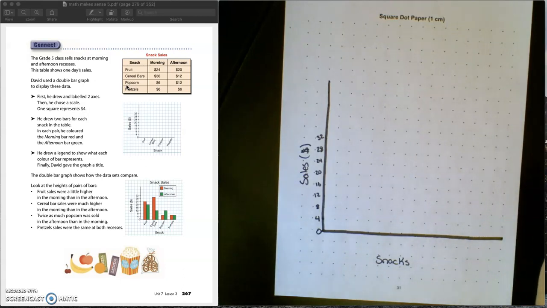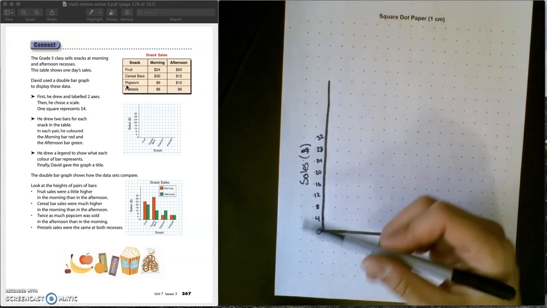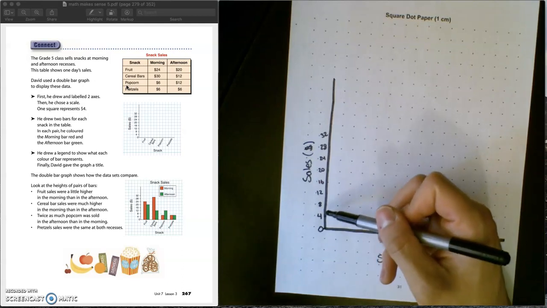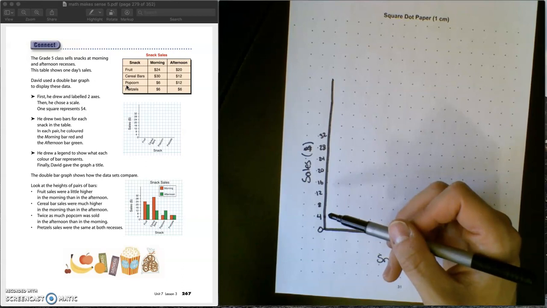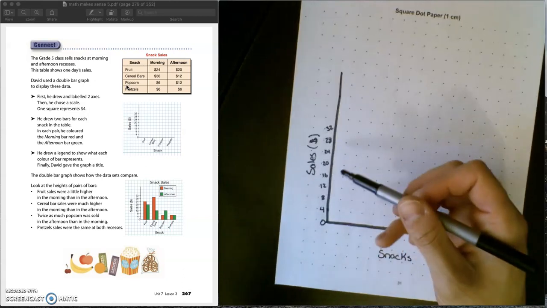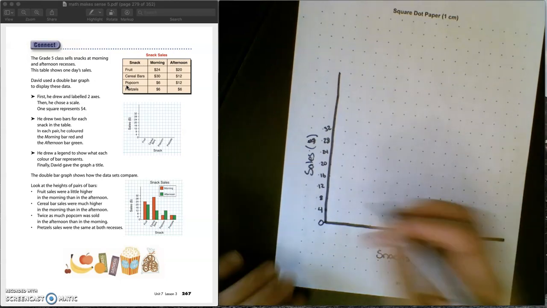So what I want you to notice with the scale, so many people make this mistake. I'm going up by the same value each time. Okay, I'm going up by 4s, and I'm always going up by 4s. I don't start at 6 and then go up by 4s. I start at 0 and I go up by 4s.